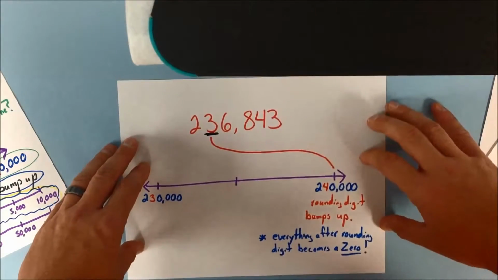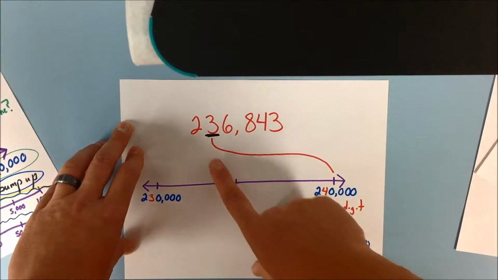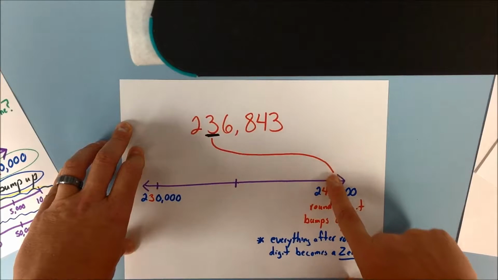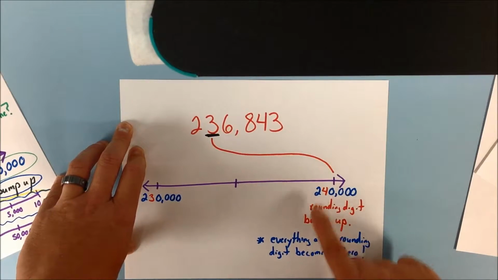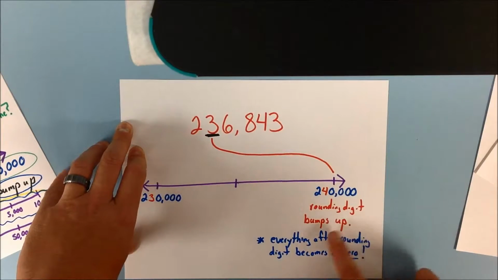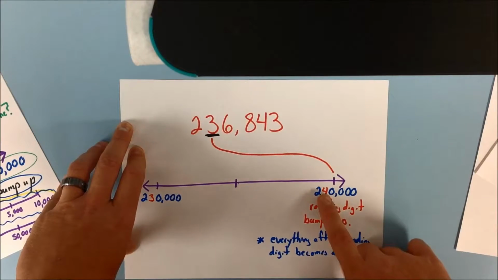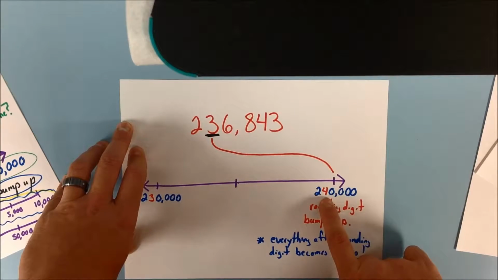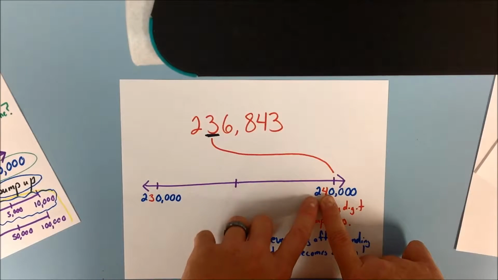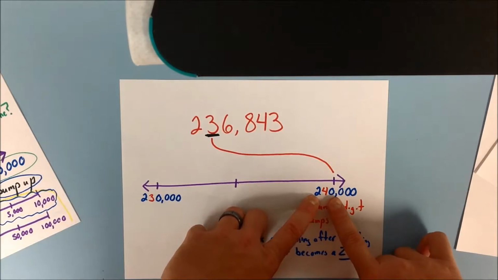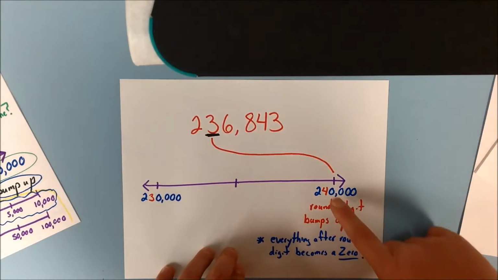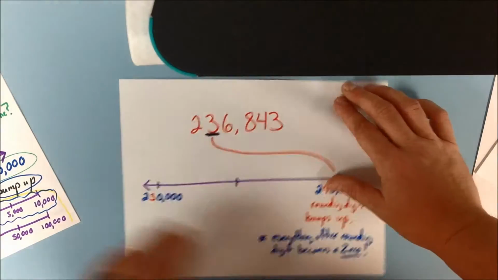Now let's look at making the other side. On the right hand side, this is where it's going to bump up. So the rounding digit bumps up on the right side. If you notice, my 3 became a 4. The 2 I never messed with, and the biggest hint, everything after the rounding digit becomes a 0.